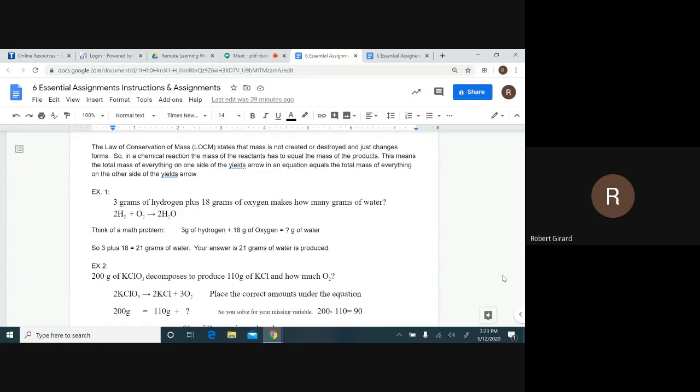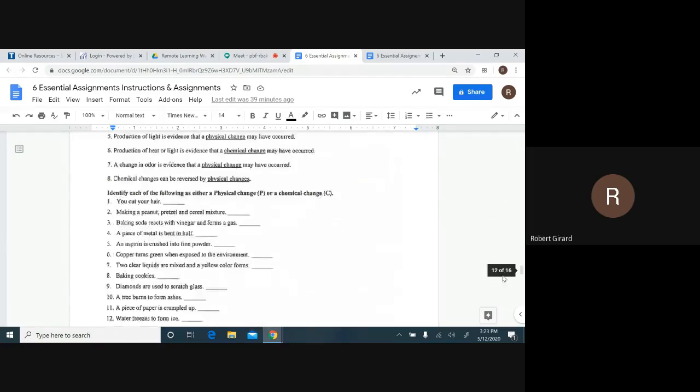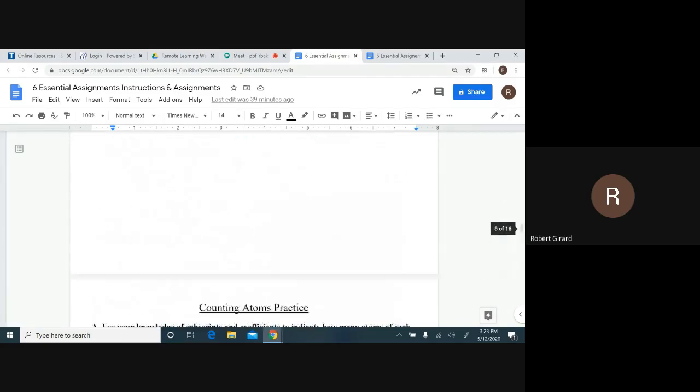And these are the 6 essential assignments and instructions for integrated physics and chemistry, IPC.